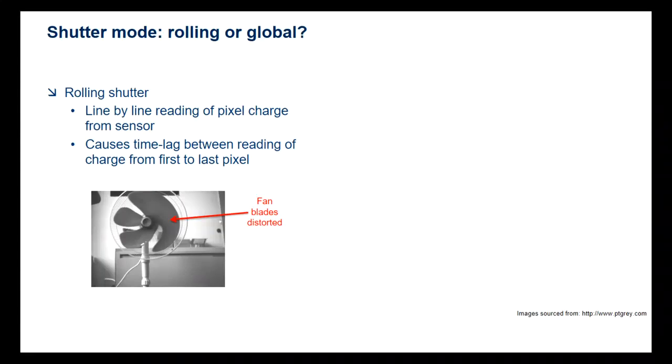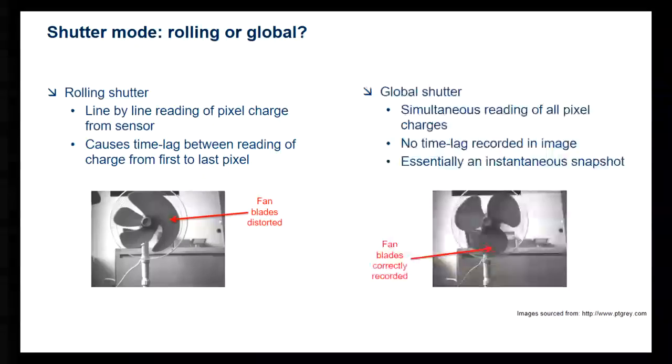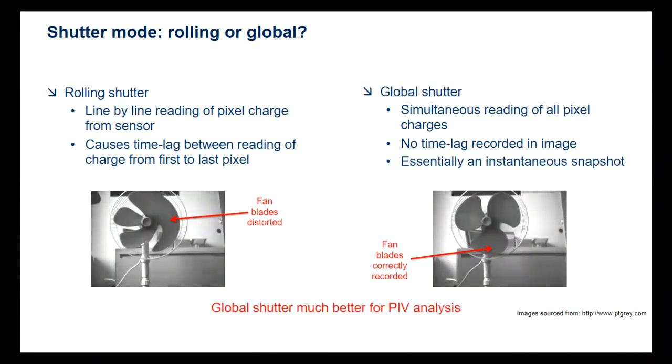It causes decorrelation, which makes it very difficult for the PIV algorithms to give you meaningful data. What you really want is a global shutter mode where you get simultaneous reading of all of the pixel charges. There's no time lag in the recorded image, and you essentially get an instantaneous snapshot. So this choice is really critical. You'll find in general that rolling shutter cameras are cheaper, but you really want to find yourself a good global shutter camera.